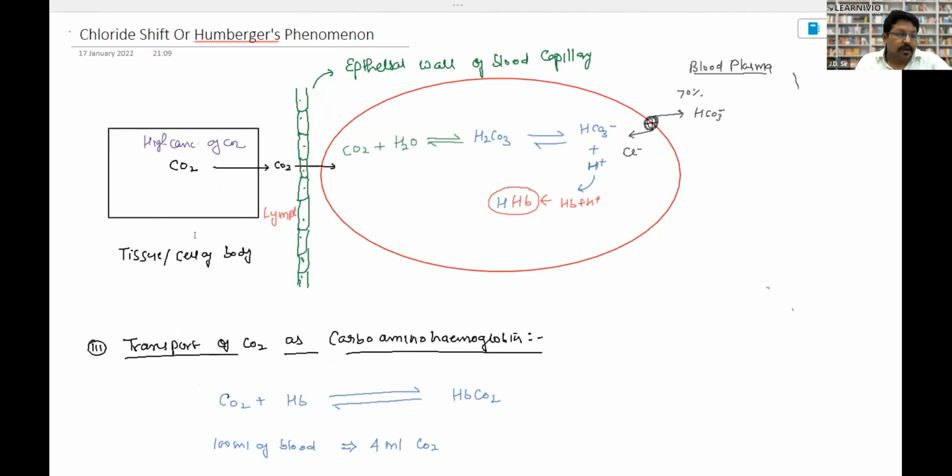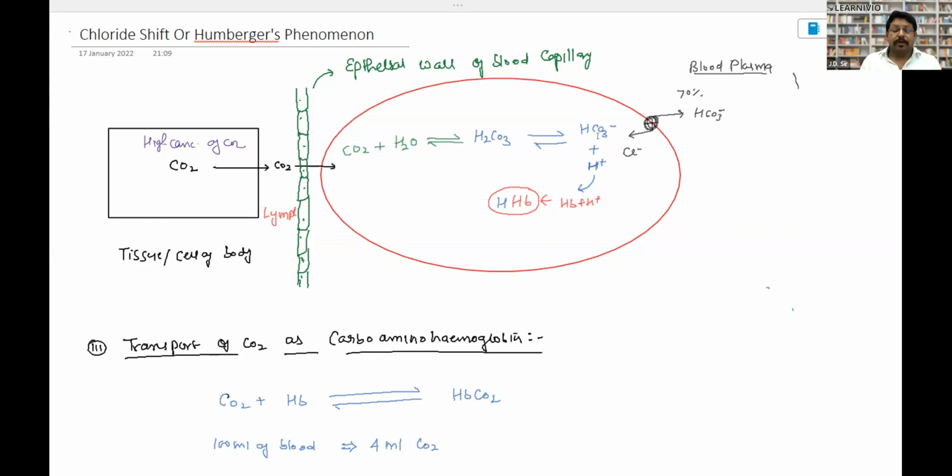Look here. Carbon dioxide will be transported from tissue to the RBC. Carbon dioxide will go inside RBC and react with water and make carbonic acid. H2CO3 means carbonic acid. Carbonic acid is an unstable compound. It will break down into HCO3 and H. HCO3 is called bicarbonate ion. This extra hydrogen ion will react with hemoglobin and make HHb, right?